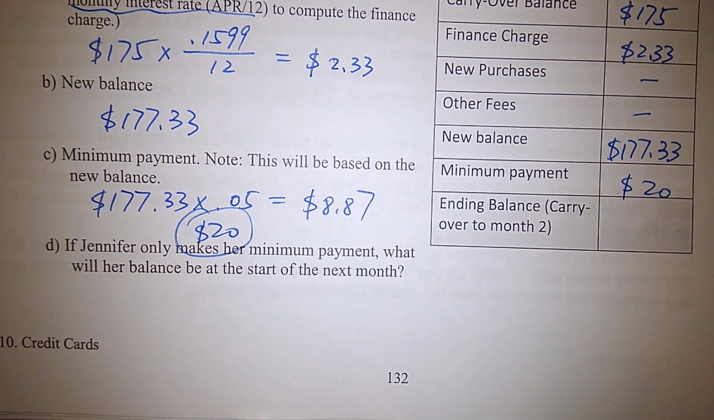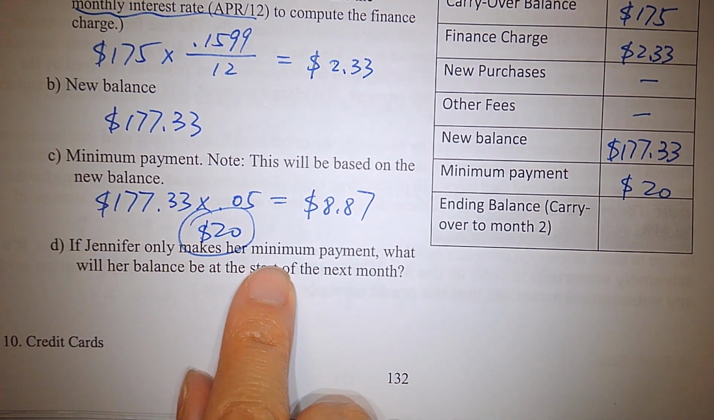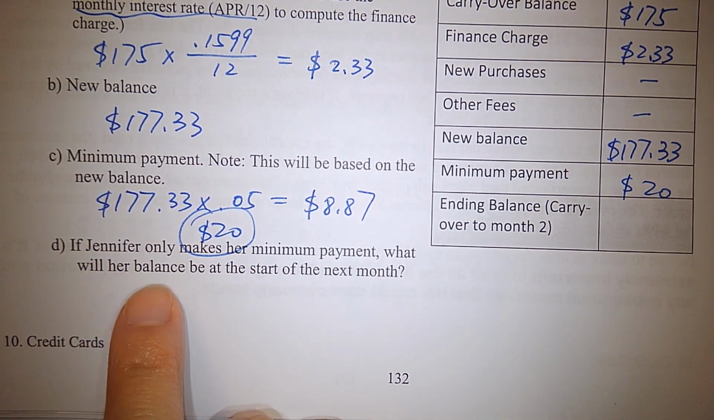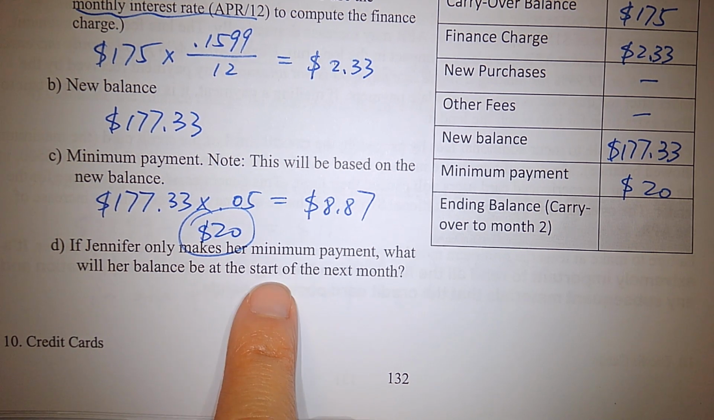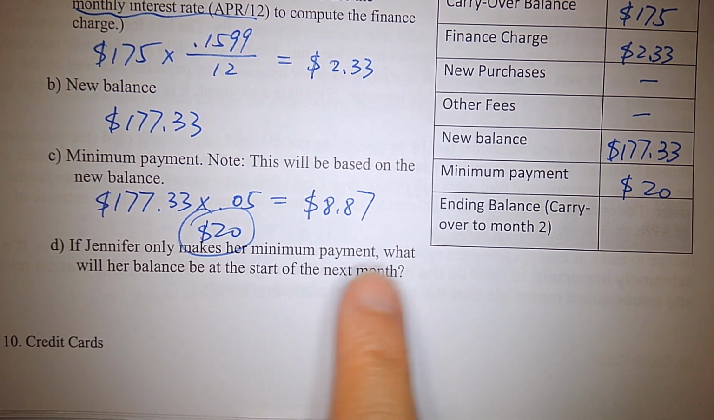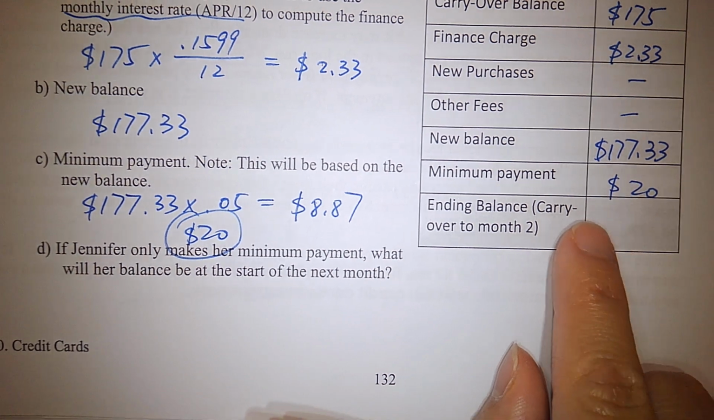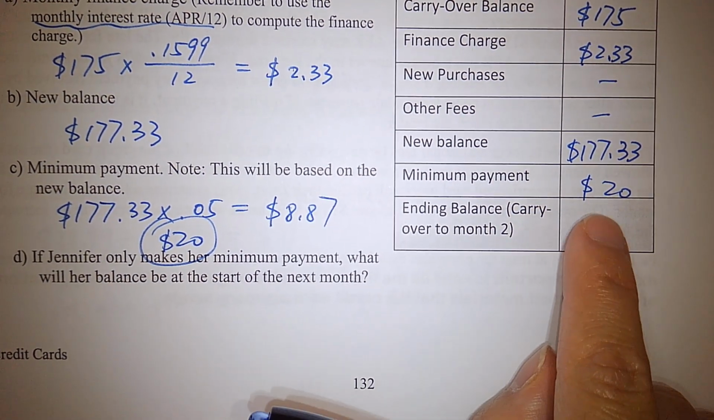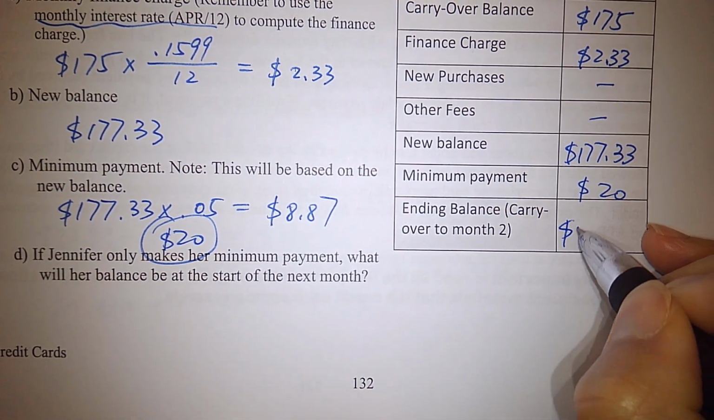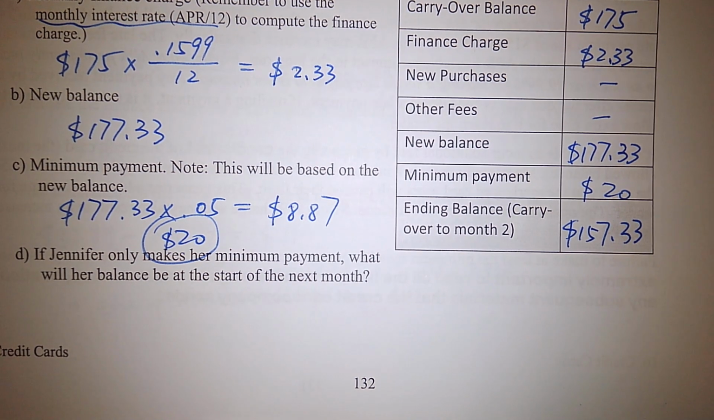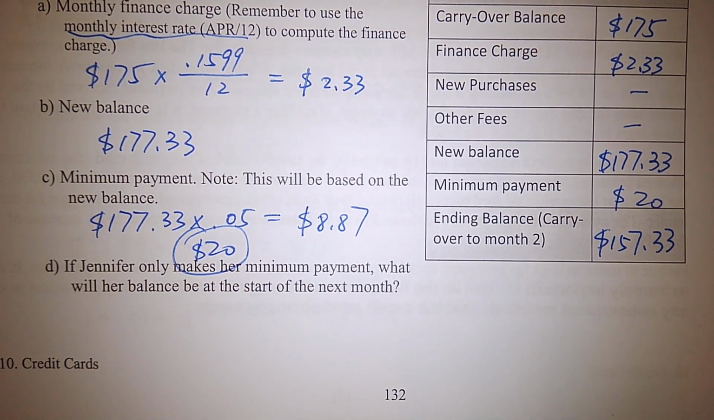Okay. And then if Jennifer only makes her minimum payment, what will her balance be at the start of the next month? What will be her carryover to the next month? What will that be? 157.33. Very good. Everybody clear about what we're doing by now?